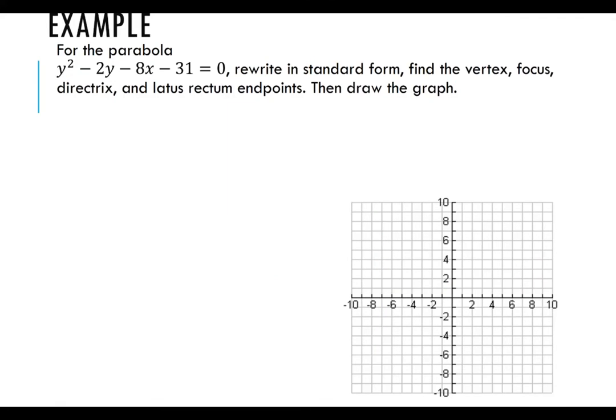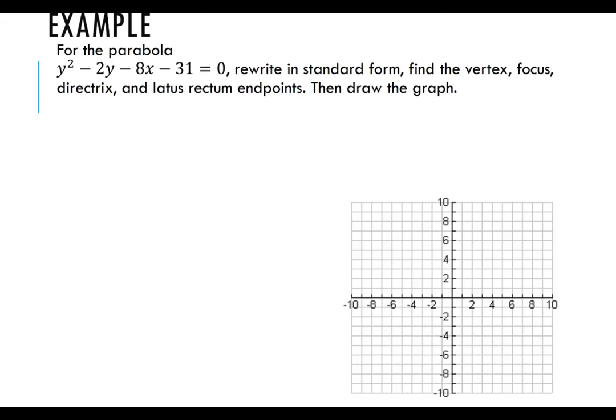Well, now we have a little more work involved. So now I've got y squared minus 2y minus 6x minus 31 equals 0. Notice that this is currently not in standard form. We need to find the vertex, the focus, the directrix, and the latus rectum endpoints, and then we need to draw the graph. But before we can do that, standard form is necessary.